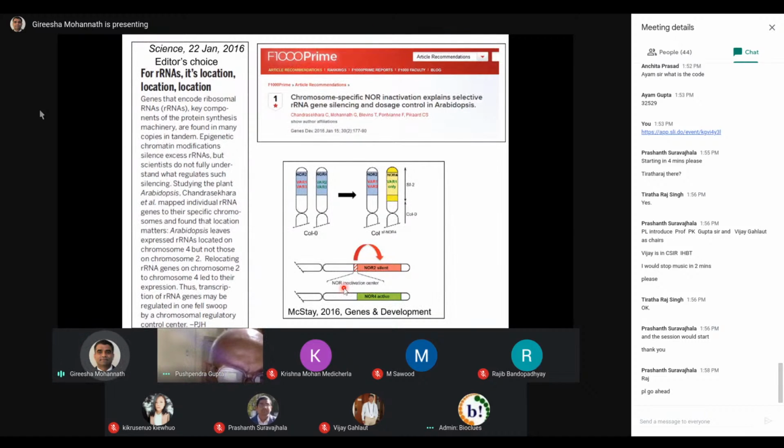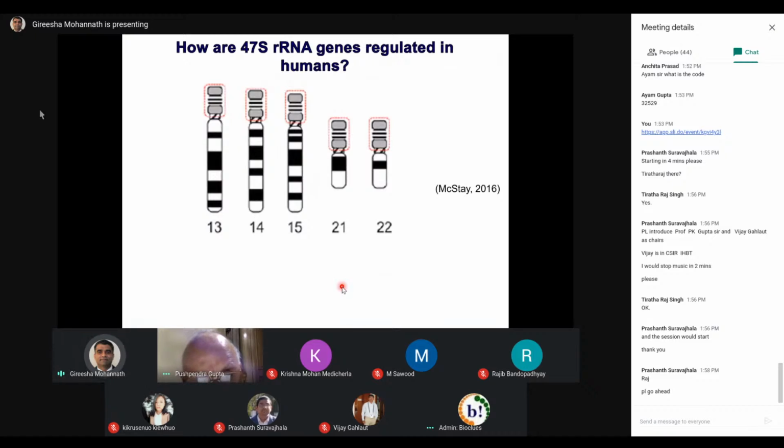Now, while I was completing this work and the questions we started asking, because I was planning to move to India, what about in humans? Whenever we present this work, we would ask, okay, what happens in humans? Well, there are 5 NORs in humans. Is it also NOR-based regulation? Let's say maybe chromosomes 13, 14, 15 are on and the remaining chromosomes are off. Or how does it regulate? Well, the answer is not known.